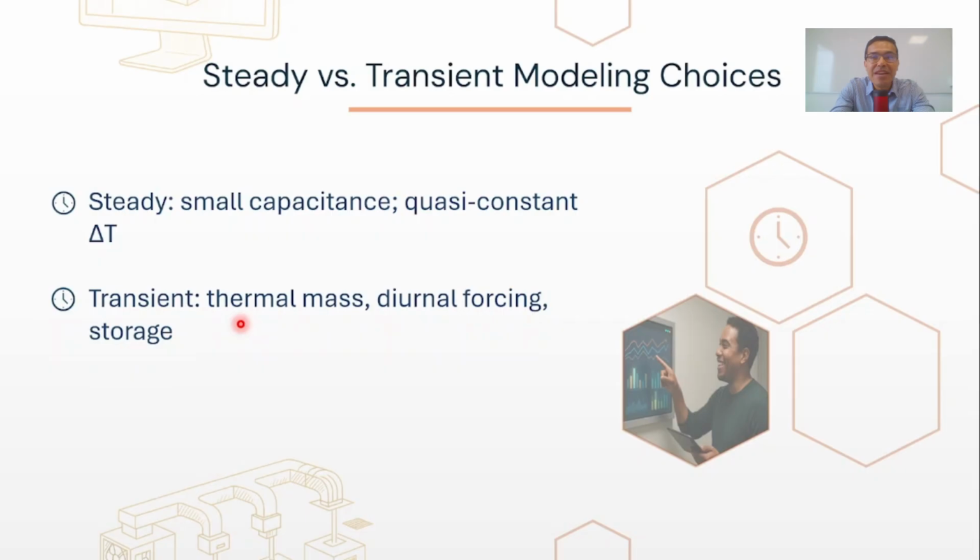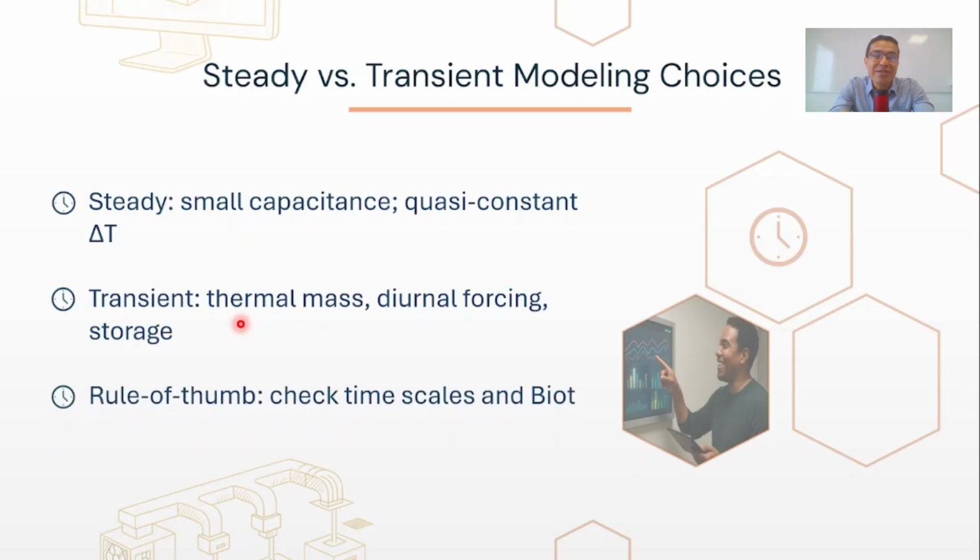However, for a building with a lot of thermal mass, like a concrete building, or one that experiences major temperature swings throughout the day, you need a transient model. This type of model accounts for how heat is stored in the building envelope during the day and released at night, a phenomenon known as lag and attenuation.